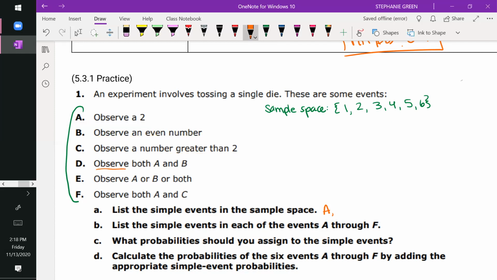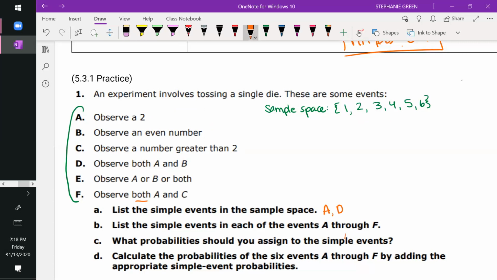D, observing both A and B. So when it is a number 2 and it is an even number, how many outcomes are both even and are the number 2? Only one outcome is both even and is the number 2. So event D is a simple event. Event E is to observe A or B or both. A is a 2 and B is an even number. If I'm looking for either of them to occur, I would be looking for 2 or 4 or 6. There are 3 outcomes that satisfy that event, so event E is not a simple event.